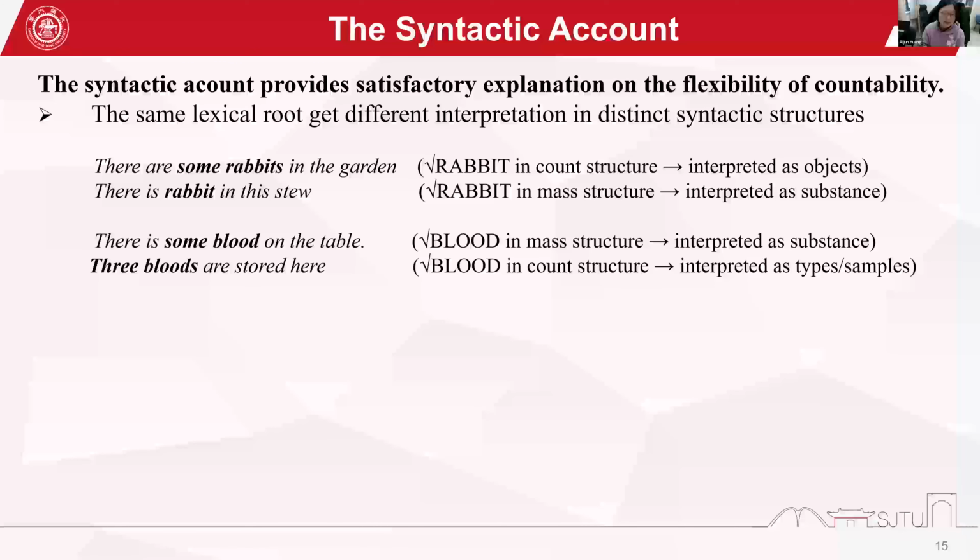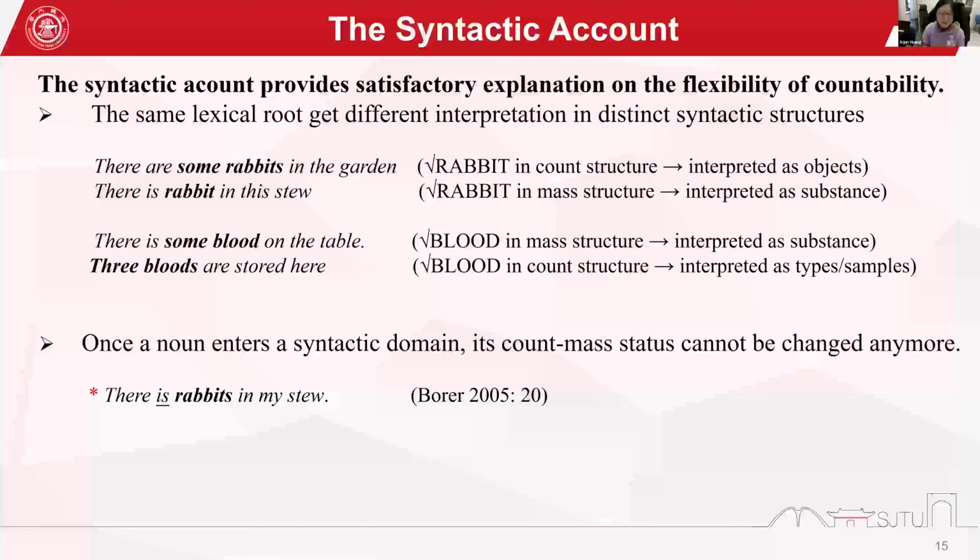In a similar way, a typical mass noun like blood can also get a mass interpretation and a count interpretation. If we put this word into a mass structure, there is some blood on the table, then this word is interpreted as a substance. But the same word can get a count interpretation in a sentence like 3 bloods are stored here. You can see that it works very nicely in explaining this flexibility of countability in the syntactic count.